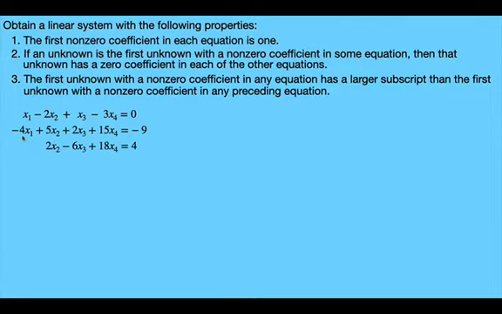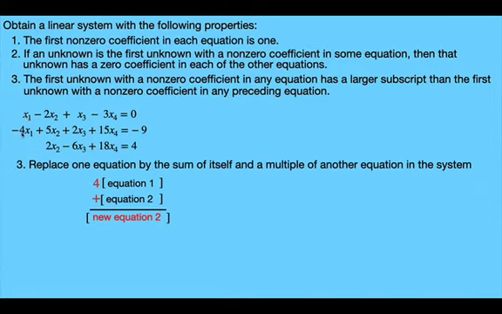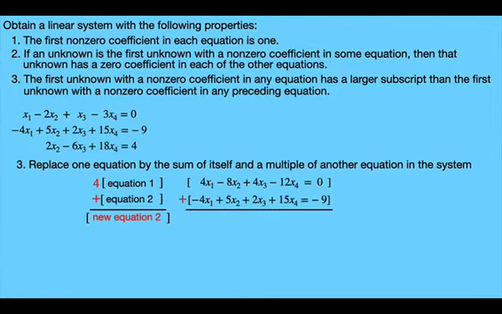Now to do that, we'll use the third type of operation to replace the second equation with the sum of itself and 4 times the first equation. And we multiply it by 4 so that these will cancel out and we'll have a new equation with no x sub 1 term. Now when we multiply each term of the first equation by 4, we get this new equation, and then when we add that to the second equation, we end up with this new equation where this new equation doesn't have an x sub 1 term.